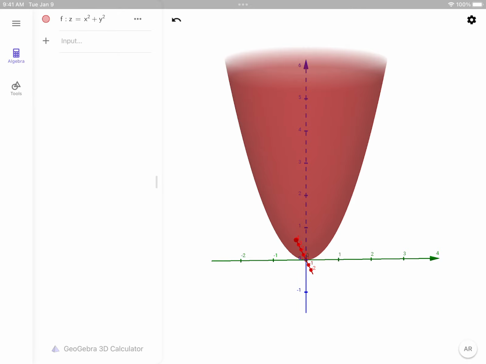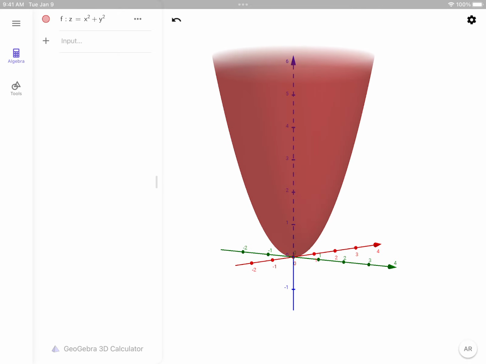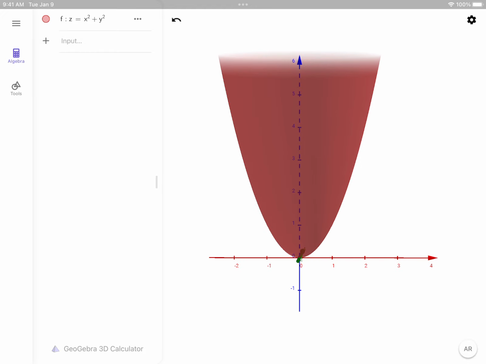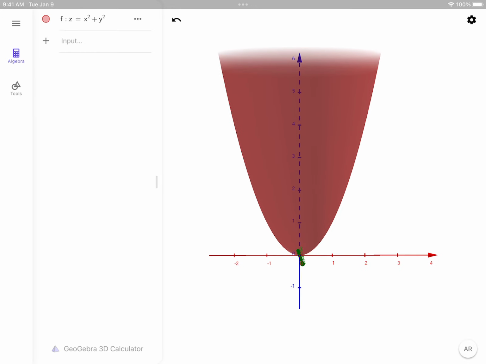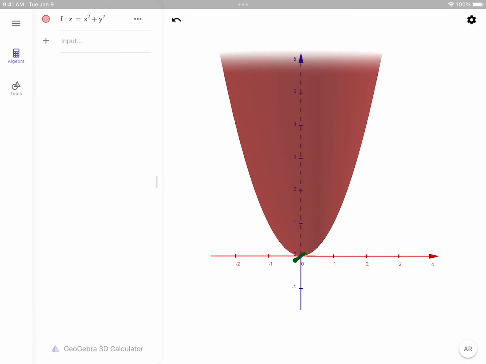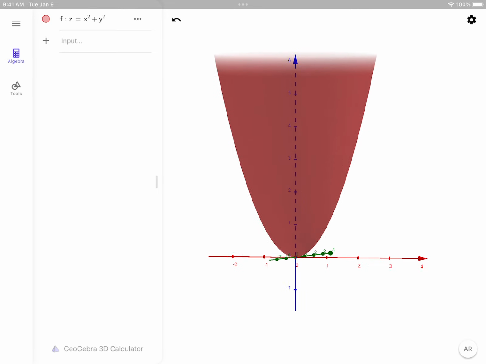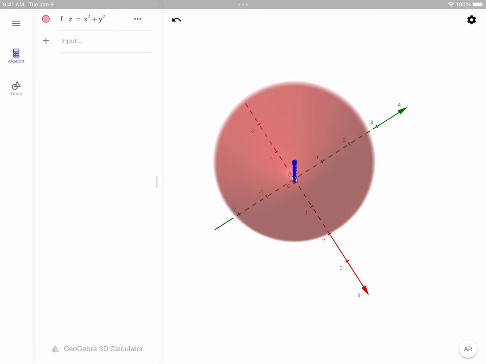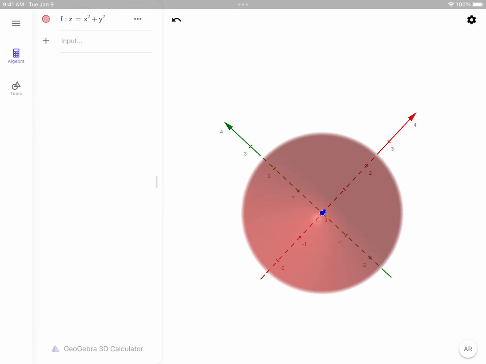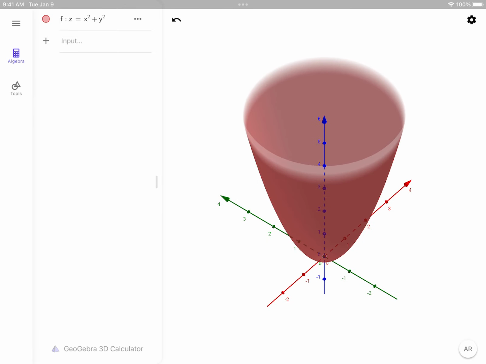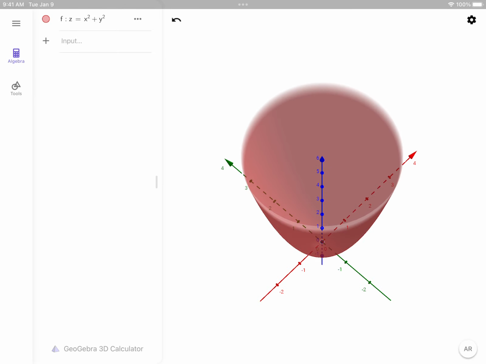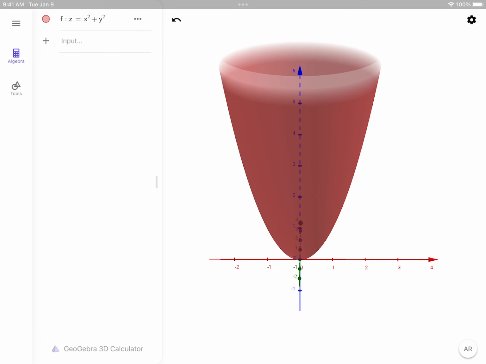If we look in the XZ plane, again, if we shift it like this so that Y is irrelevant, we can see the parabola there. So that's the idea. And if we look from up and down, we can see the circles, and the radius of the circle gets bigger as we move up. Okay.